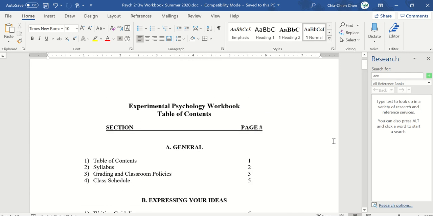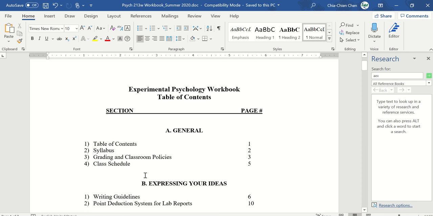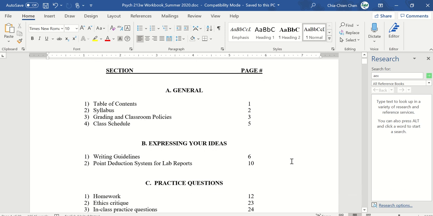And now this is your Experimental Psychology workbook, and this is the page that you're looking at. This is a table of contents. It actually has three parts. Now the general part, you see there, are the table of contents, which is the page you're seeing, and then there is the syllabus, and there is the classroom, and then there are some classroom policies in there.